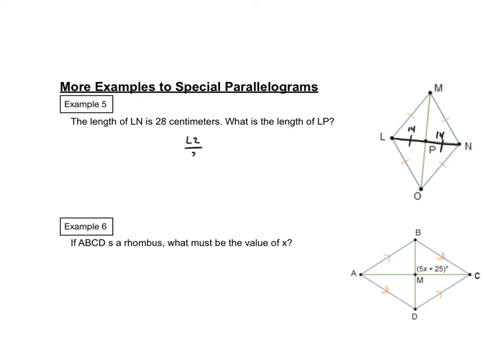LN divided by 2 is equal to... I sort of messed that one up, didn't I? Not L not 2, but LN divided by 2 is equal to LP. So 28 divided by 2 is LP, which is also 14. There you go, mathematically and pictorially.